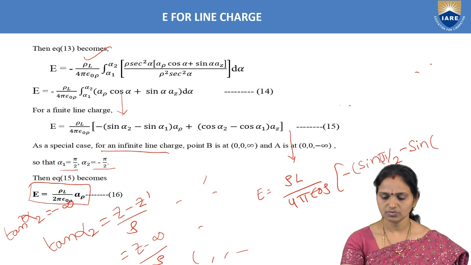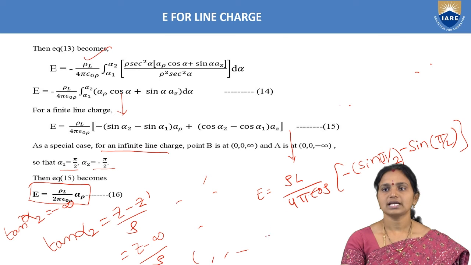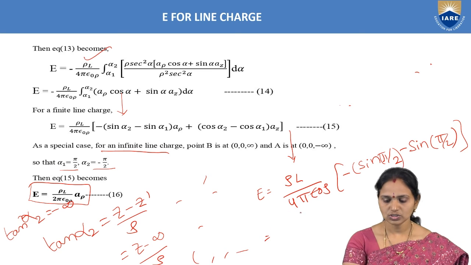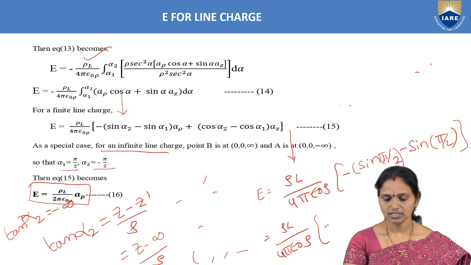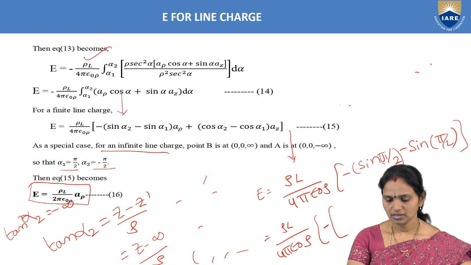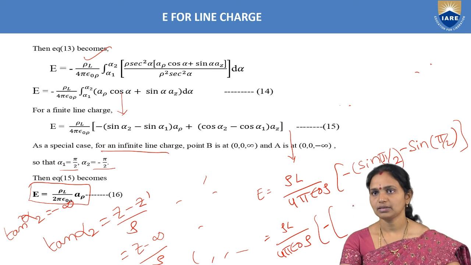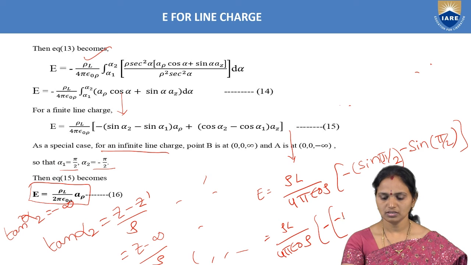So then sine minus pi by 2 into sine pi by 2. Sine of minus angle is minus sine. So then it is minus of minus, plus rho L by 4 pi epsilon naught rho, minus of the common term, minus of sine pi by 2. Sine pi by 2 is 1. So then it is minus 1 minus 1.